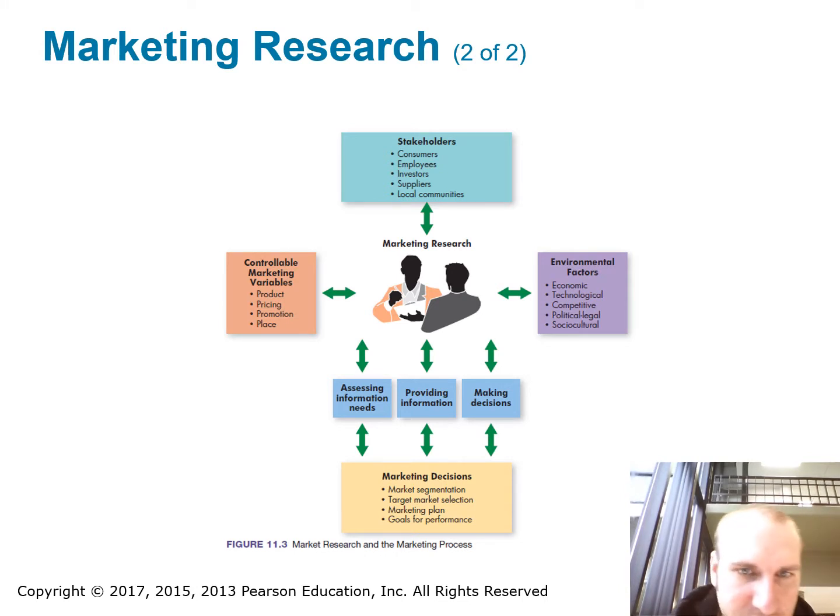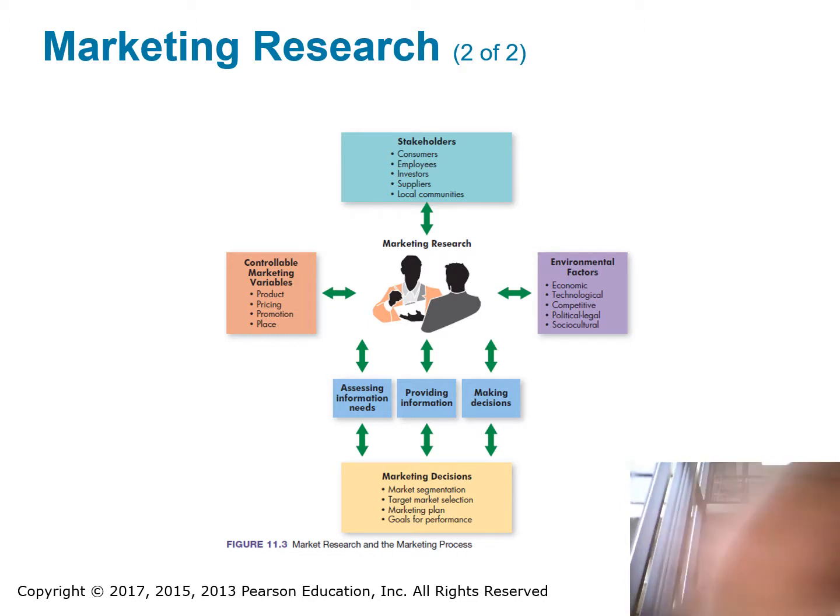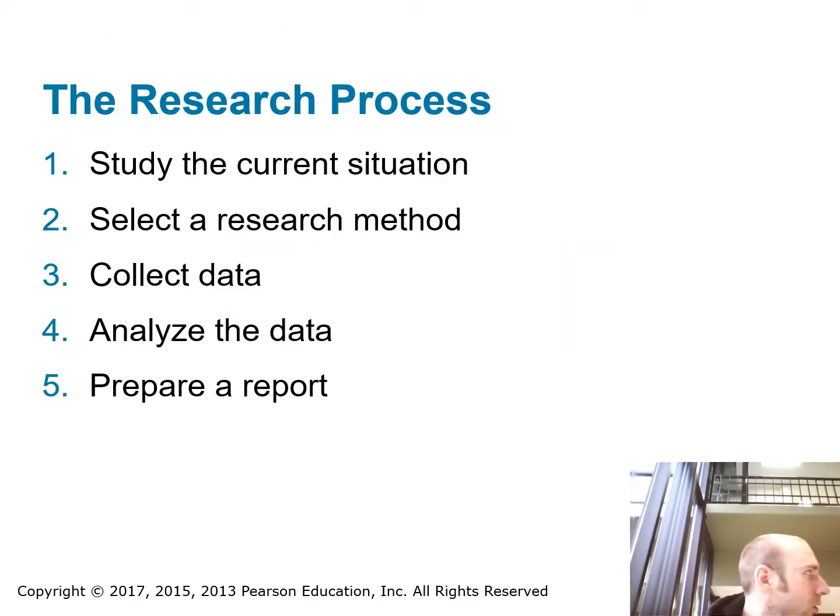Marketing research. So in this chart we see that the stakeholders controlling marketing variables, assessing information needs, providing information, making decisions, and environmental factors are all related to marketing research and a part of the equation. The research process consists of studying the current situation, selecting a research method, collecting data, analyzing the data, and preparing a report.